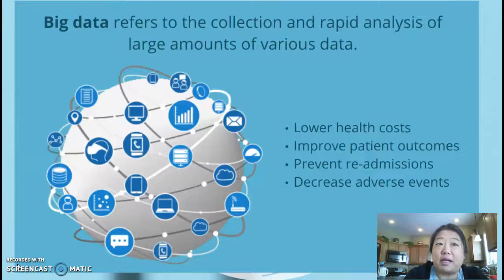Using big data, we hope to be able to predict patient outcomes and tailor care to certain patient populations. We can prevent unnecessary readmissions, adverse events, or other delays in patients getting well. These outcomes can have a significant impact in reducing costs in the delivery of care at the patient level.